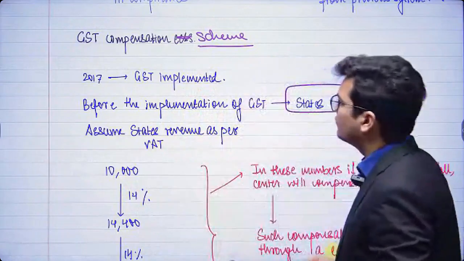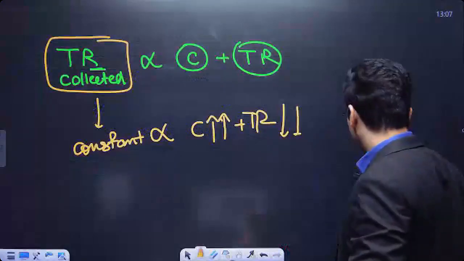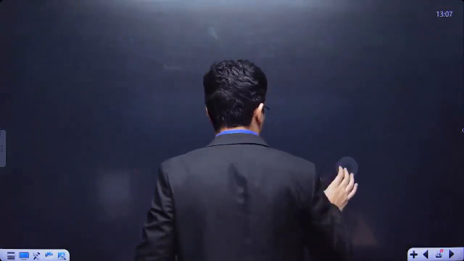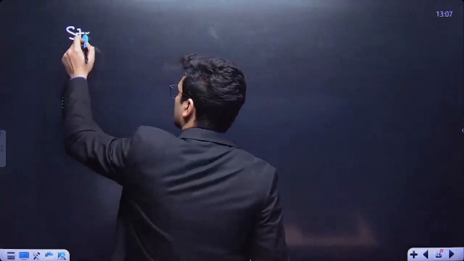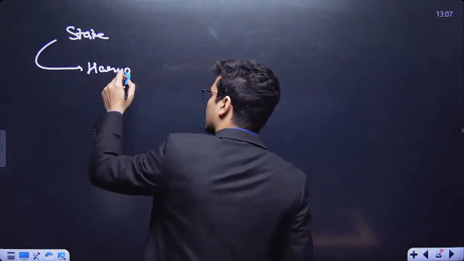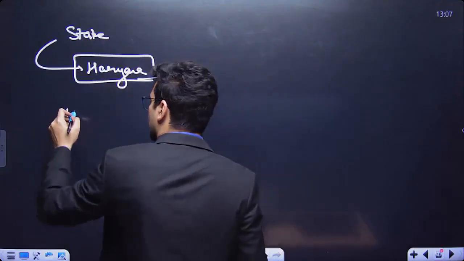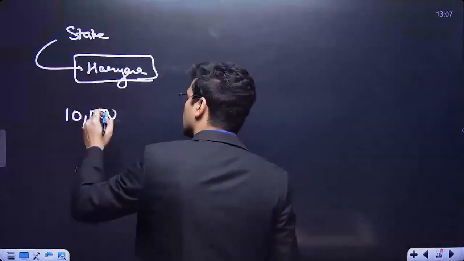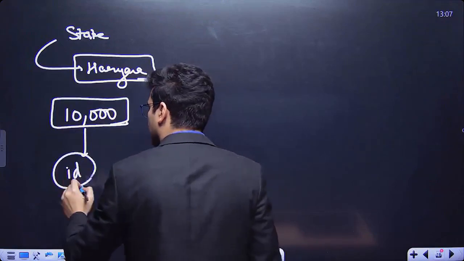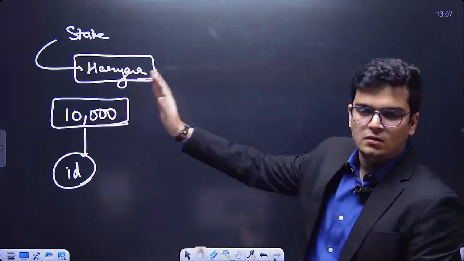Central government said, we will give you a GST compensation scheme. What is this scheme? Let's say you are a state. Let's take an example of a state, let's say Haryana. Haryana is a state. In 2016, Haryana collected 10,000 rupees in its indirect taxes.